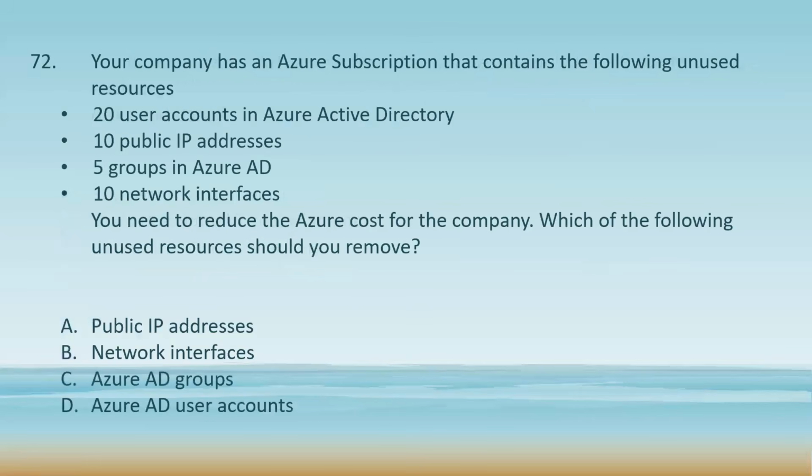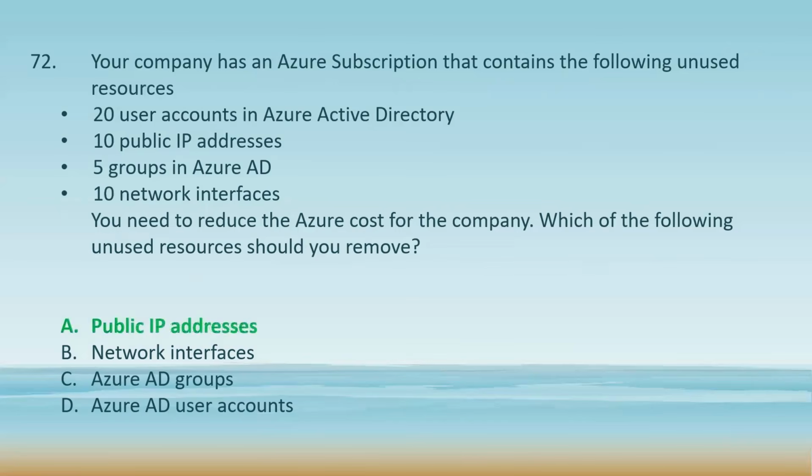Question number 72. Your company has an Azure subscription that contains the following unused resources. The resources are 20 user accounts in Azure Active Directory, 10 public IP addresses, 5 groups in Azure AD, 10 network interfaces. You need to reduce the Azure cost for the company. Which of the following unused resources should you remove? Your options are public IP addresses, network interfaces, Azure AD groups, Azure AD user accounts.